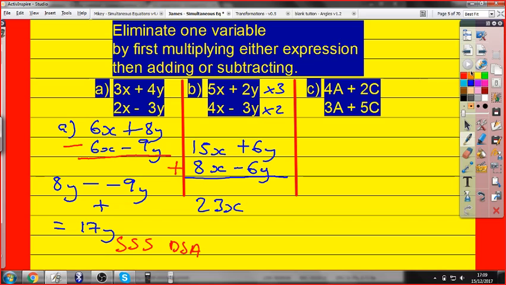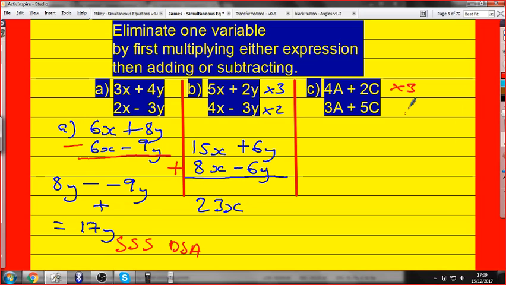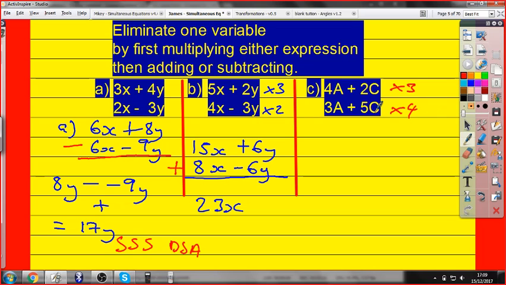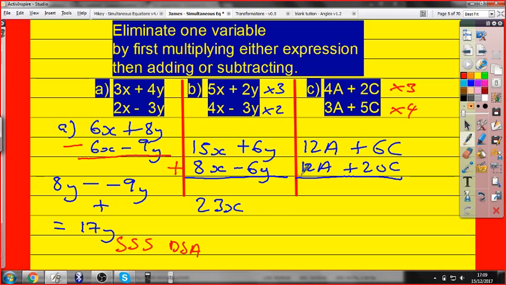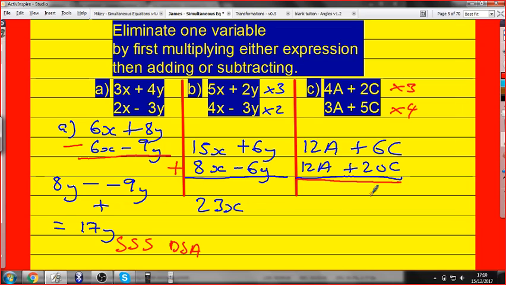Just do times by 3. Yeah, times by 3 on the top, times by 4 on the bottom. Okay, what would that get you? 12a add 6c. And then 12a add 20c. Okay. What's next?